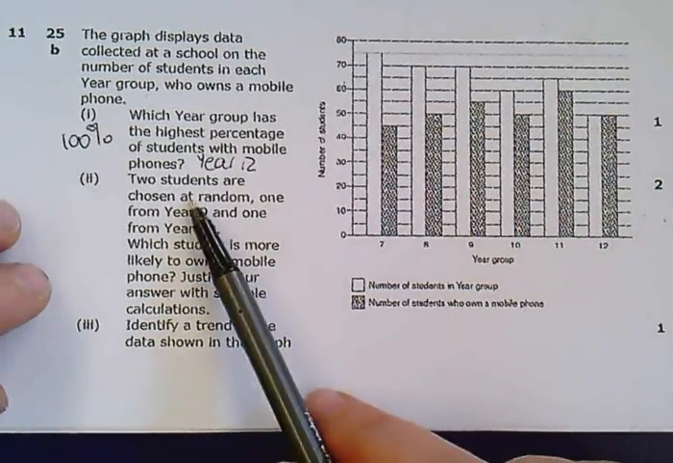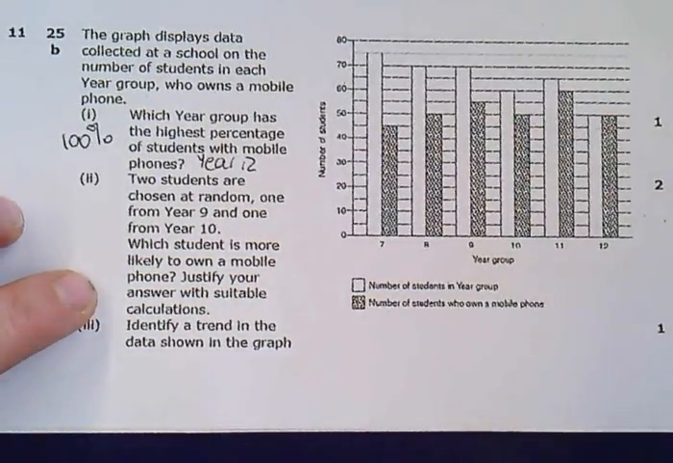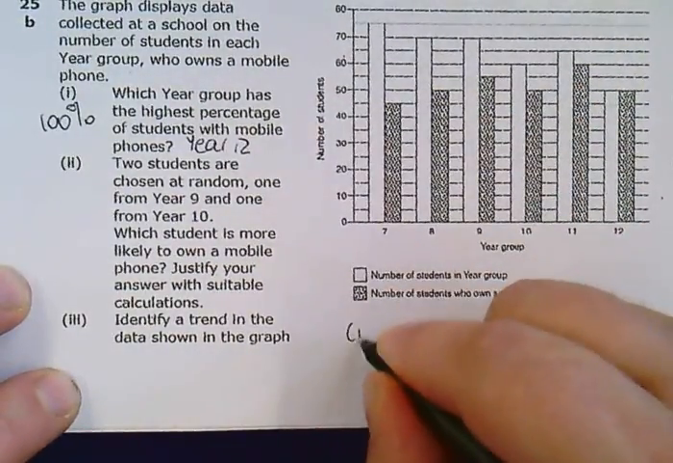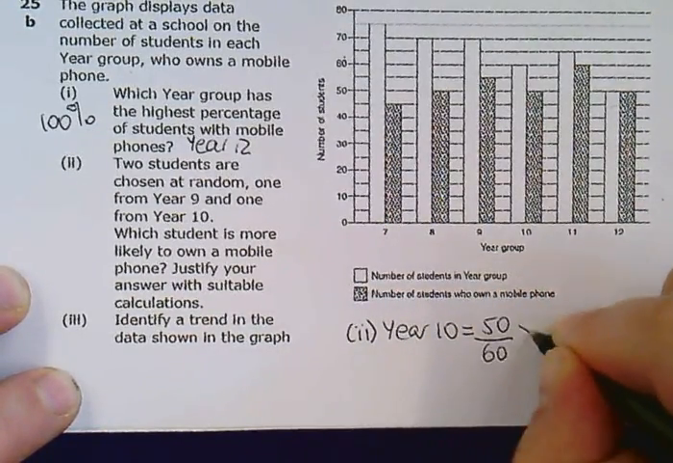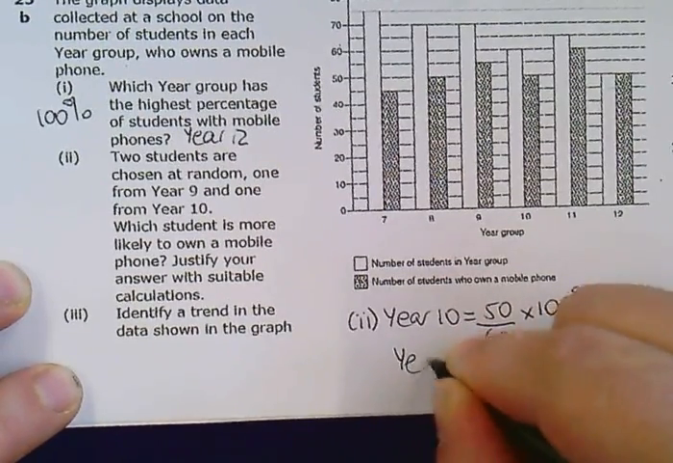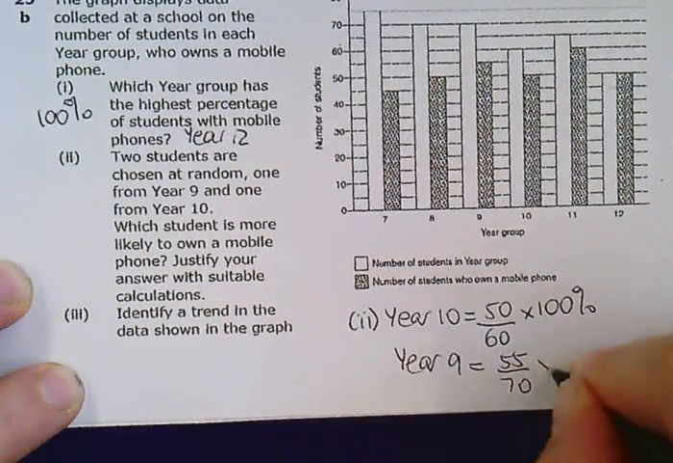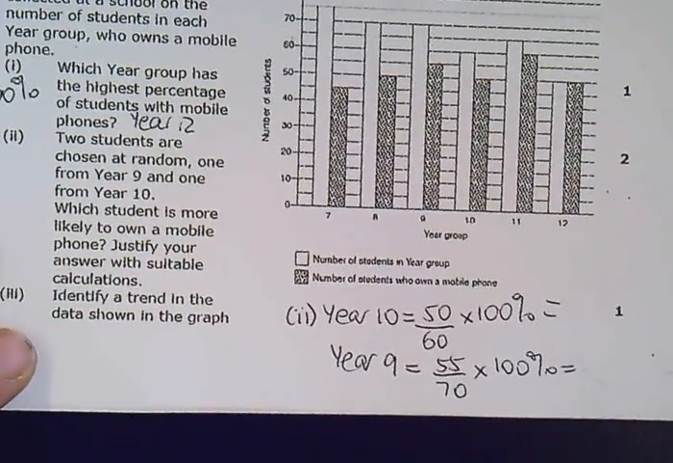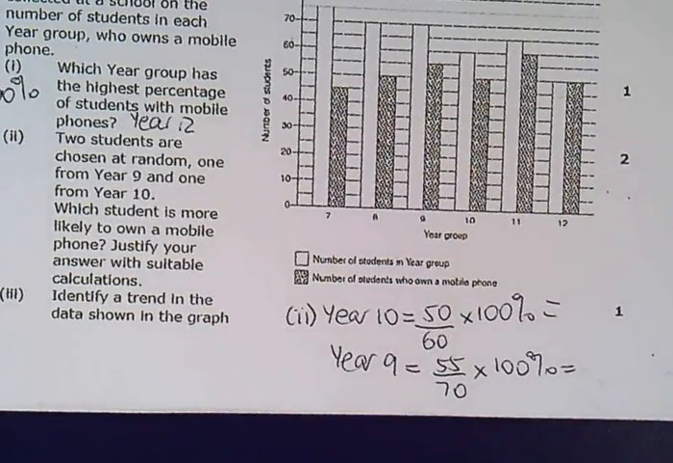2 students are chosen at random, one from year 9 and one from year 10. Which student is more likely to own the mobile phone? You'd have to do the percentages for each year group as well. So year 10 is, isn't it, 50 out of 60 times 100? And year 9 is 55 out of 70 times 100%. Okay? So whatever you get for those, anyone got answers? Justify your answer with suitable calculations. Means you don't just give us the answer. You have to do the percentages for both.